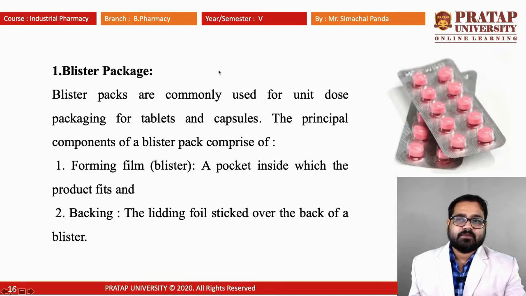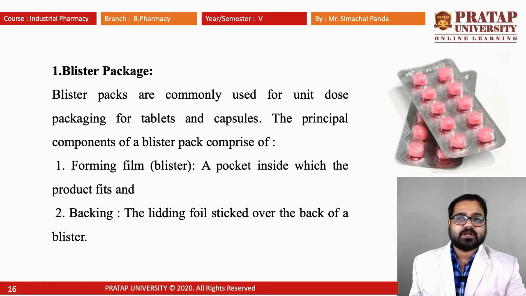This one is blister packaging. We can see here that on the upper side we have the plastic that is visible, and below there is aluminum foil packaged. Inside that, the tablet remains, so that one can see the tablet with its different organoleptic characteristics. Blister packages are commonly used for unit dosage form packaging, generally for tablets and capsules.